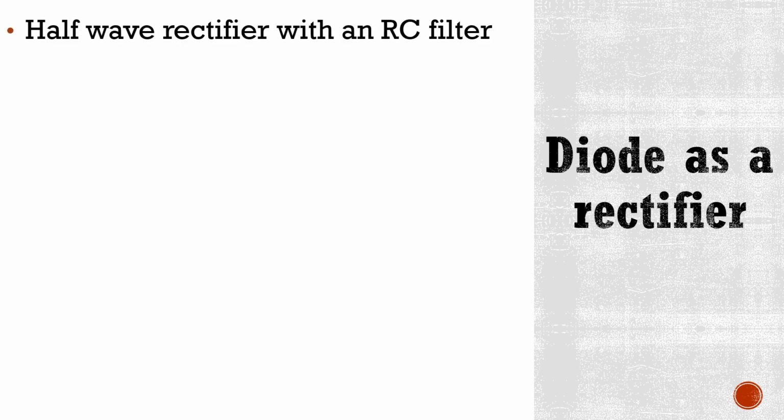The ripples within the output voltage can be reduced by using filters. Here we will discuss an RC filter that will be used for improving this ripple factor. First we will understand half wave rectifier with an RC filter. This is the circuit of a half wave rectifier with an RC filter, where this is load resistor RL, this is capacitor, this is diode, and this is source voltage.